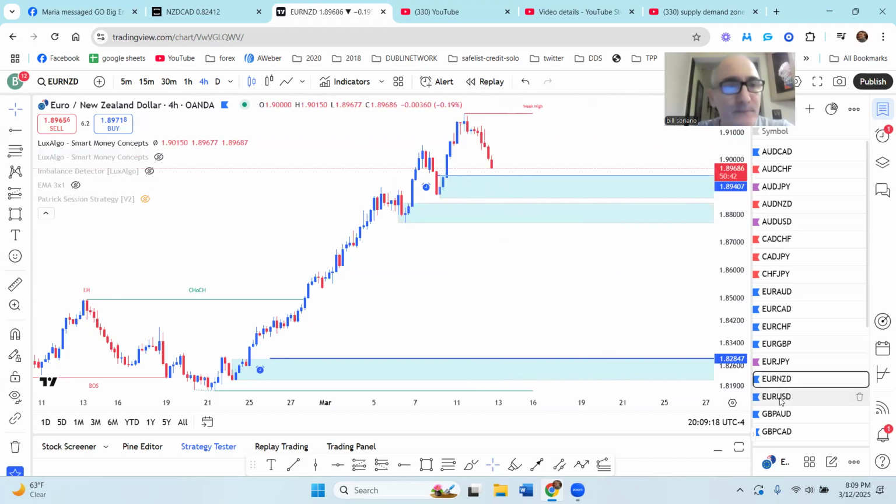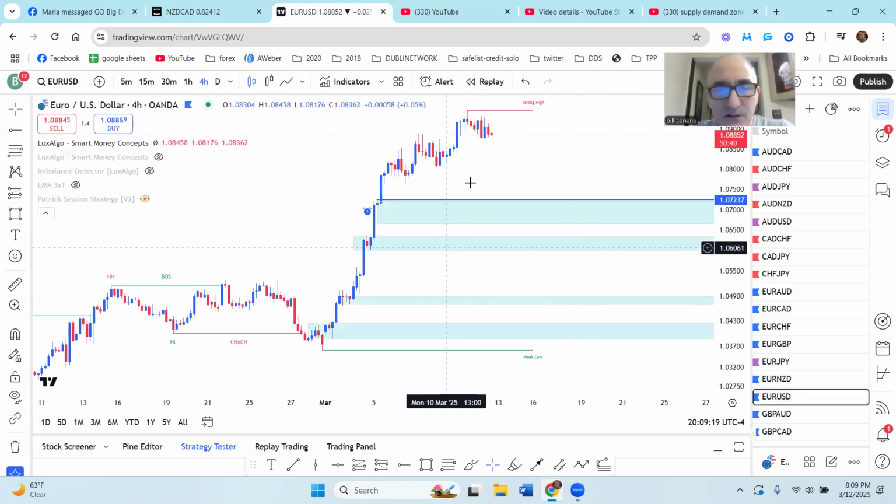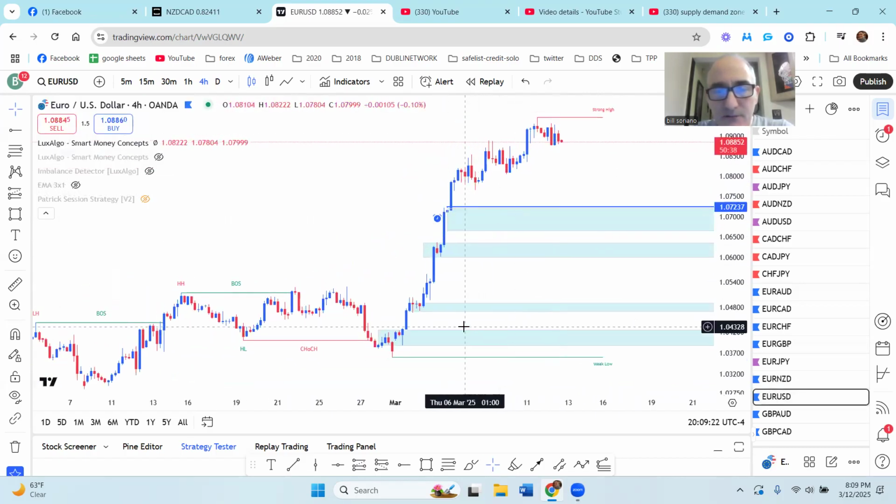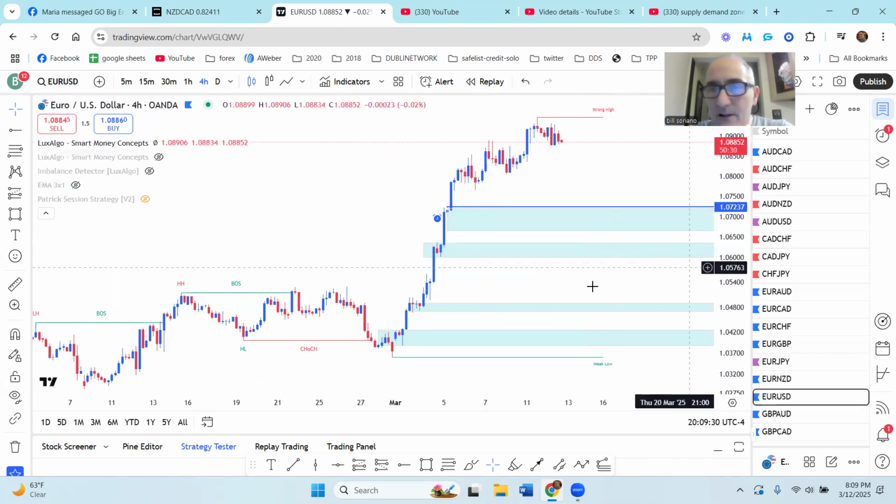but we'll wait and see. EUR USD is also very bullish. We have several demand zones here. The closest one is right here. There's another one right below it, all this imbalance here. So more than likely, price is going to move all the way through.